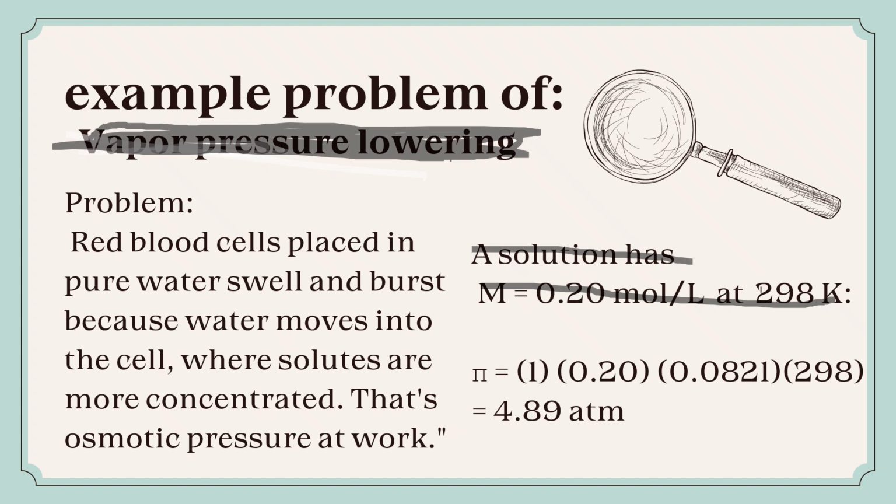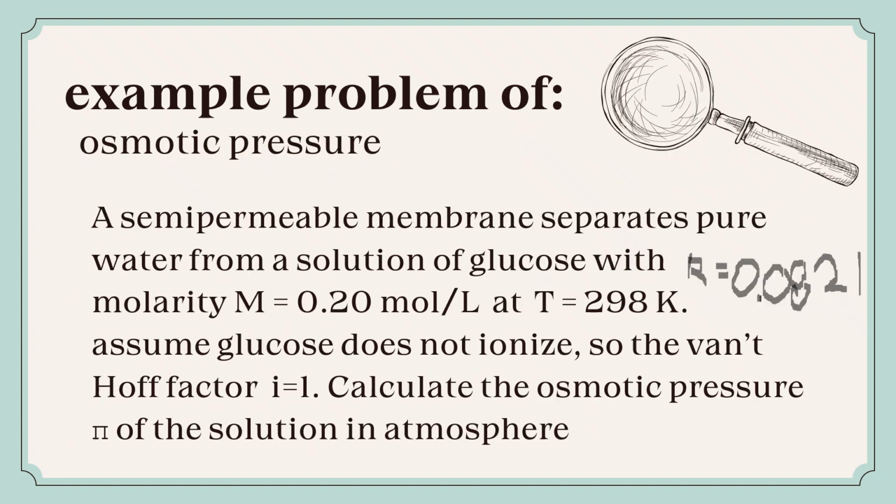The example of osmotic pressure: red blood cells placed in pure water swell and burst because water moves into the cell, where solutes are more concentrated. That's osmotic pressure at work. A semipermeable membrane separates pure water from a solution of glucose with molarity M equals 0.20 mol per liter at T equals 298 Kelvin. Assume glucose does not ionize, so the Van't Hoff factor is 1, and calculate the osmotic pressure pi of the solution in atmospheres.